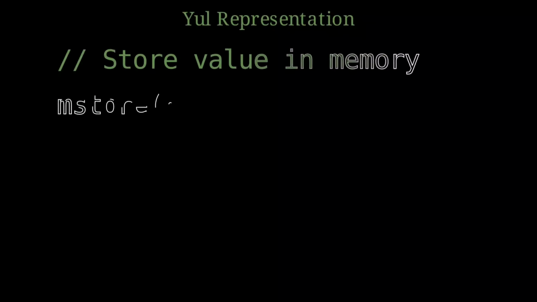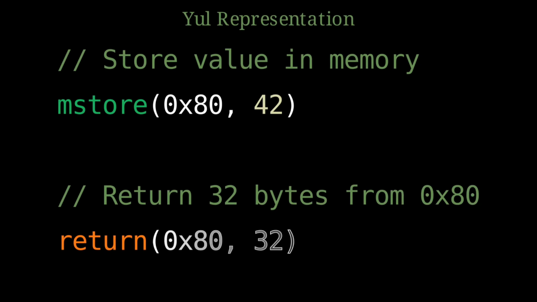In Yul, we see these steps explicitly. First, mstore stores the value 42 in memory at offset 0x80. Then return takes two arguments, the memory offset 0x80 and the size, 32 bytes.